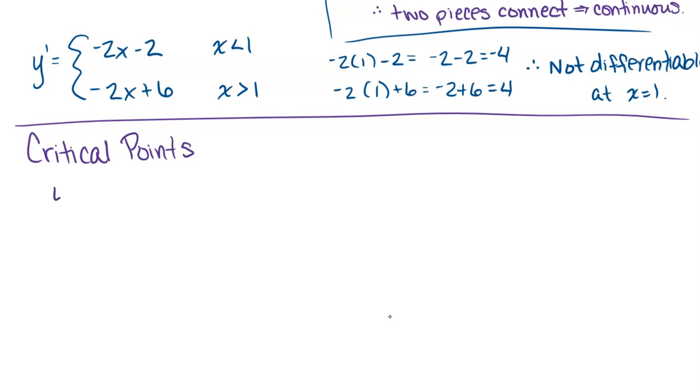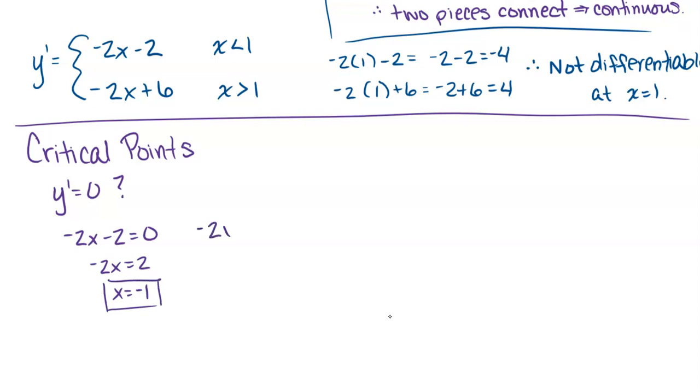I want to figure out where my derivative is equal to 0. So I could say negative 2x minus 2 equals 0. Solve that, and you find out x could be negative 1. That's one of my critical points. Negative 2x plus 6 could be 0. Solve that. x equals 3 is a critical point.